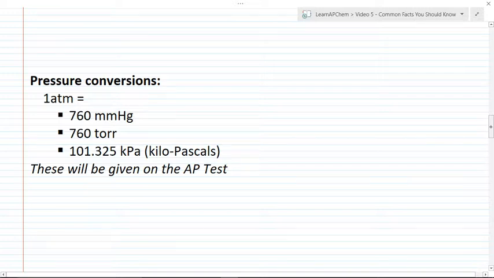You should also know these pressure conversions. Right now you probably won't be working with pressure, so maybe you want to put this one off. But eventually you're going to want to know that 1 atm equals 760 millimeters of mercury, 760 torr, or 101.325 kilopascals. Do note that that'll be given on the AP test. However, I think it's certainly important in terms of speed to know that rather than having to constantly flip through your equation sheet. When you do work with pressure, you'll be using these pretty often, so it shouldn't be too hard to memorize.